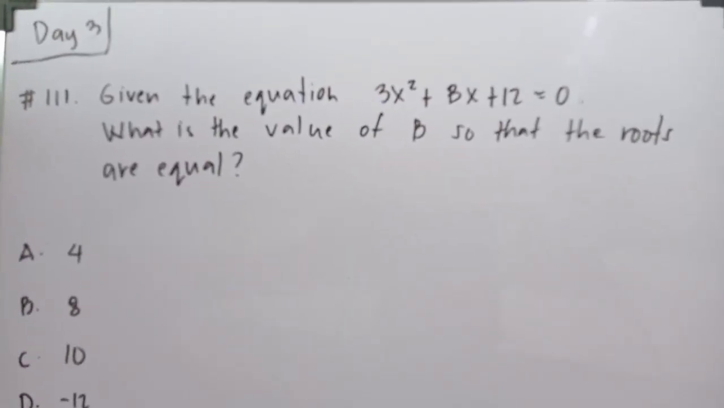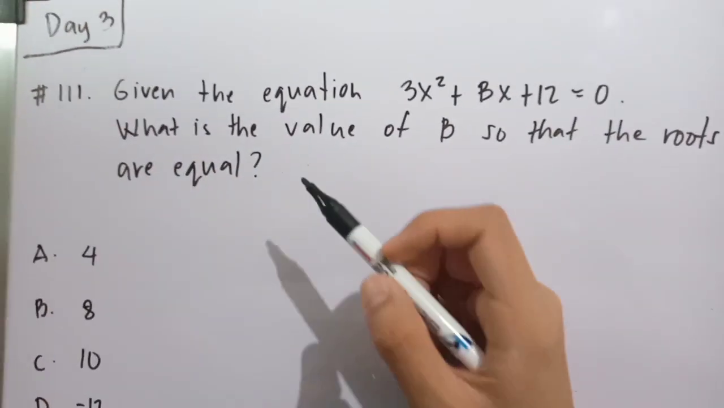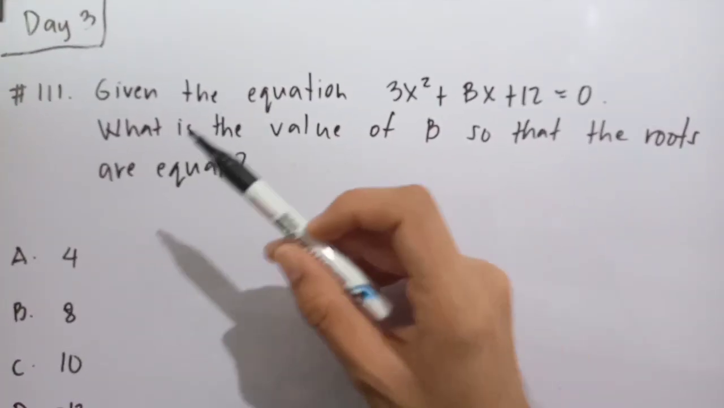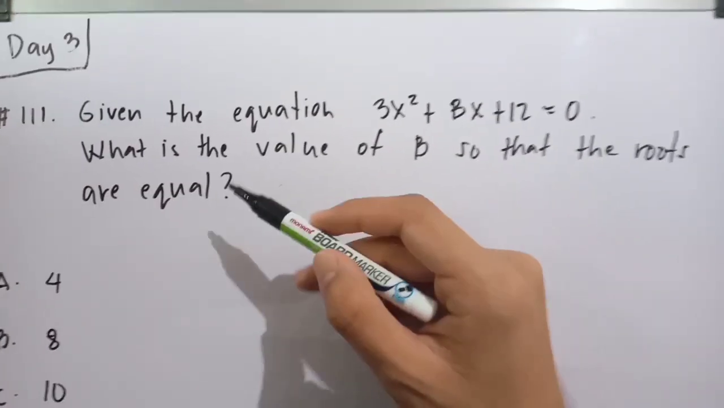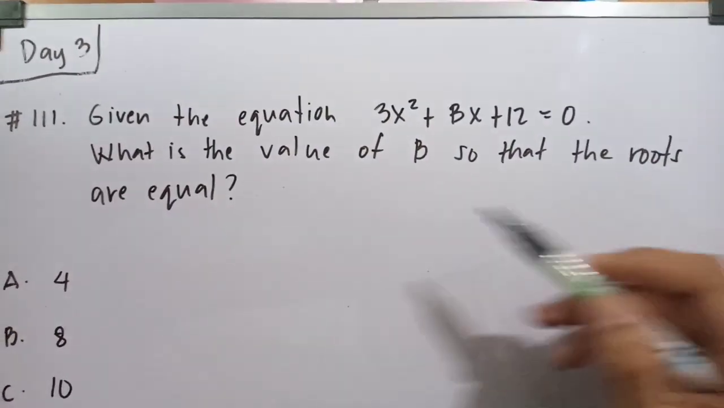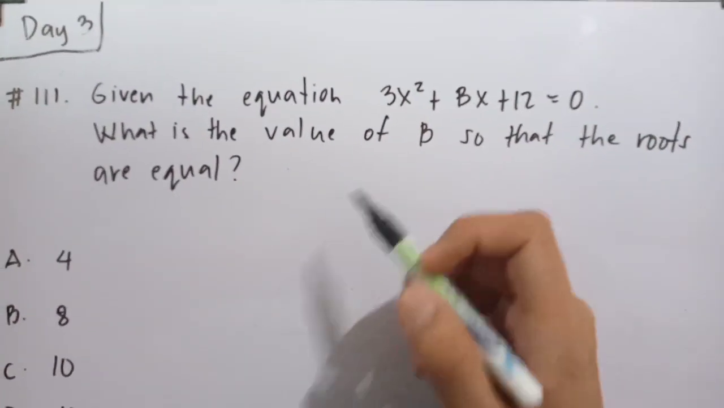So, ito ang first problem natin para sa video na to. So, ito ang number 111. Sabi niya dito, given the equation 3x squared plus bx plus 12 is equal to 0, what is the value of b so that the roots are equal? So, dapat yung roots daw niya maging equal.